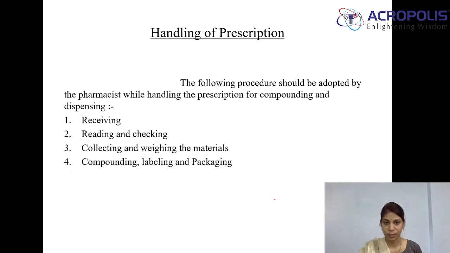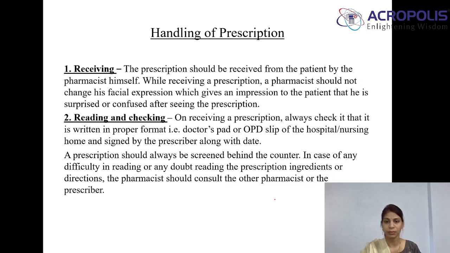Next, handling of prescription. The following procedure should be adopted by the pharmacist while handling the prescription for compounding and dispensing. The first is receiving, second, reading and checking, third, collecting and weighing the material, fourth, compounding, labeling, and packaging. First part, receiving. The prescription should be received from the patient by the pharmacist himself. While receiving the prescription, a pharmacist should not change his facial expression or give the patient an impression that he is surprised or confused after seeing the prescription.